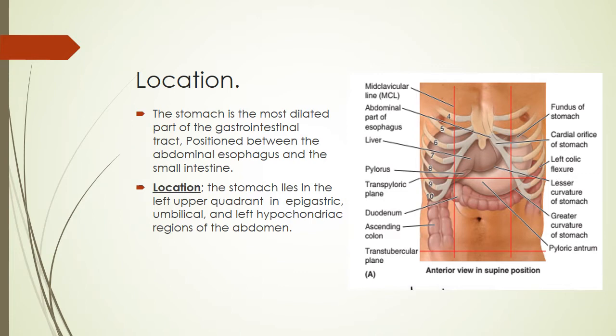The stomach is the most dilated part of the gastrointestinal tract, positioned between abdominal esophagus and small intestine. The stomach lies in the left upper quadrant. We have studied the 4 quadrants of anterolateral abdominal wall and 9 regions. So the stomach is present in the left upper quadrant, and when we talk about regions, the stomach is located in the epigastric, left hypochondriac and umbilical regions of the abdomen.